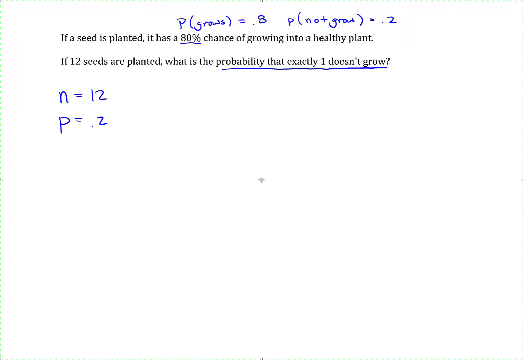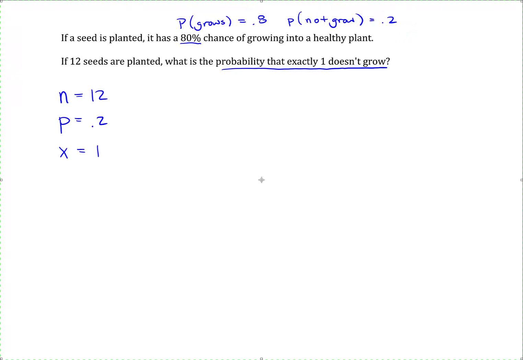Okay, now we have the number that we would like to observe out of the 12. So we want the probability that 1 doesn't grow out of the 12. And so x will be 1.